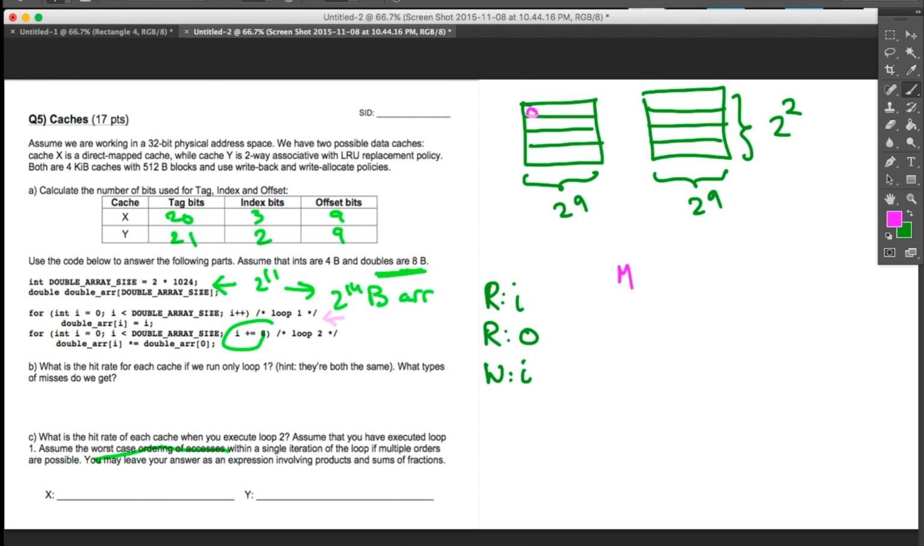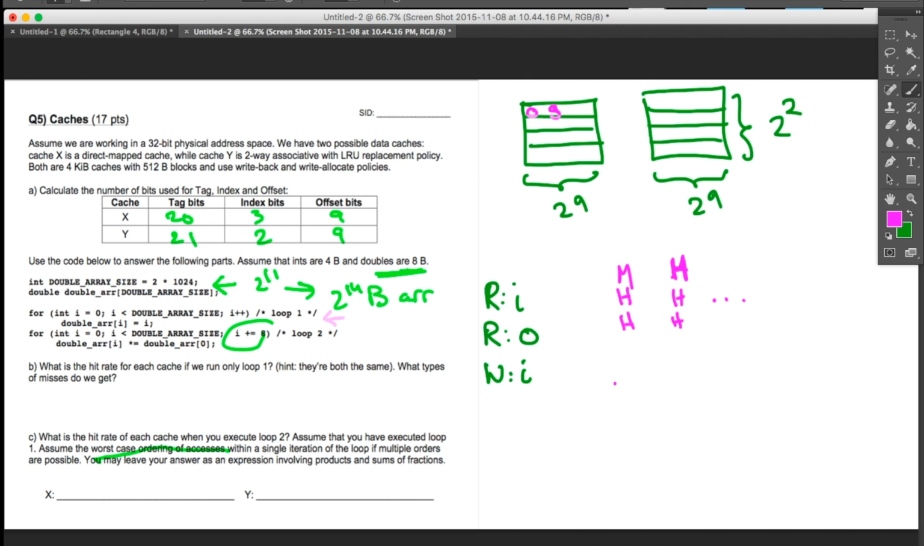And then we try to read index 0, and that's a hit. And then we try to write index 0, and that's a hit. And then we try to access element 8, that's a miss. Actually, that's a hit, sorry. So we hit element 8, and then notice 0 is already there, so we hit 0, and then we hit element 8. And this repeats for all the other elements that we access.